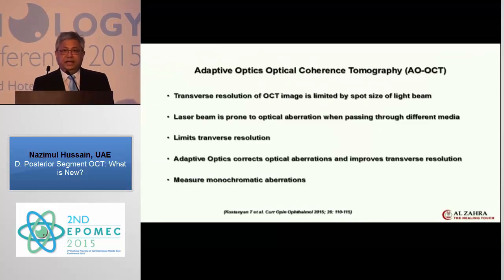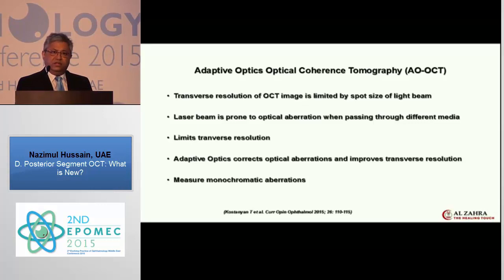What is more interesting is adaptive optics OCT. OCT transverse resolution is limited by the spot size. Because of the small spot size, you can do cellular imaging. When the laser beam passes through different media, you might have optical aberrations, and there is a problem in the transverse resolution. So adaptive optics uses an optical element to correct these aberrations and improve the transverse resolution. That is the advantage over other modes of imaging.